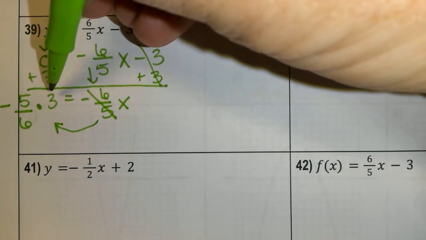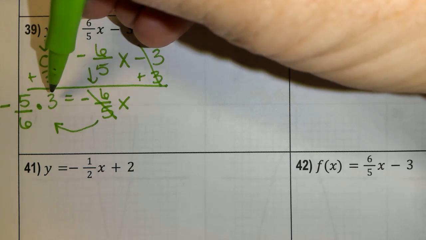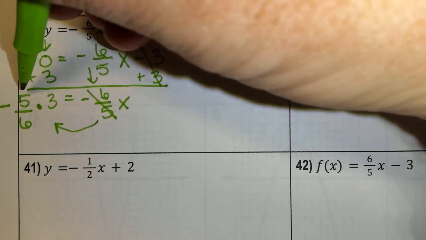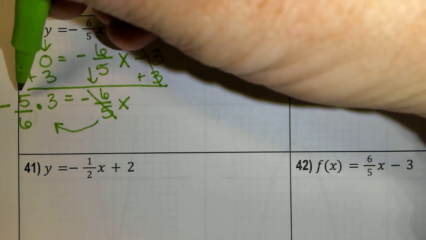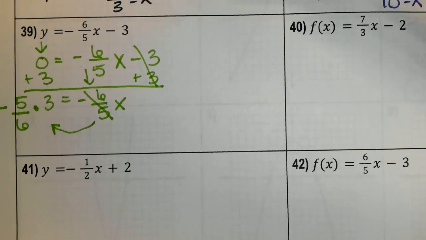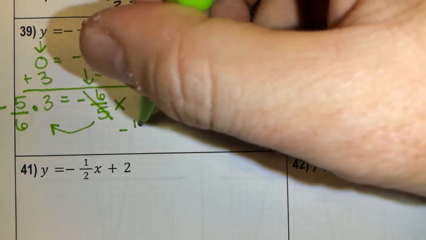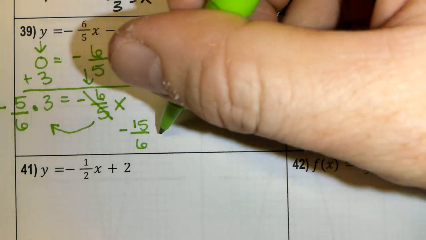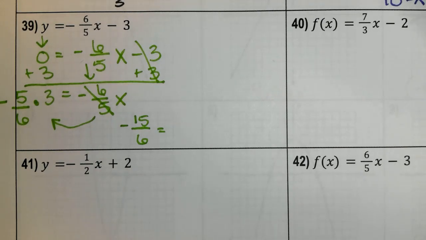Now, start with the whole number. 3 times the top, divide by the bottom. So 3 times negative 5 is negative 15. Negative 15 over 6 doesn't divide out, but if I write it out like that, I can reduce, right? They both divide by 5.